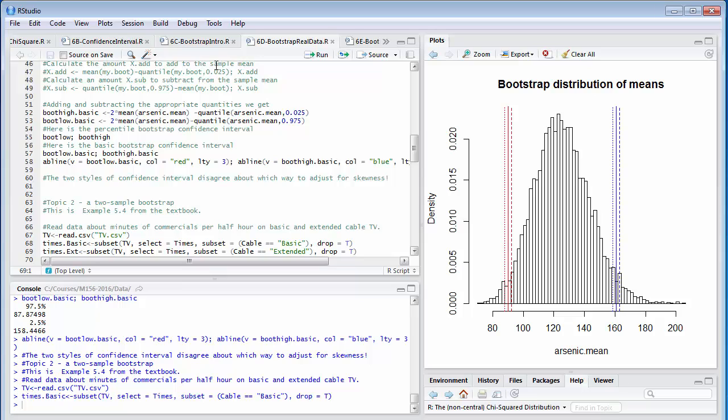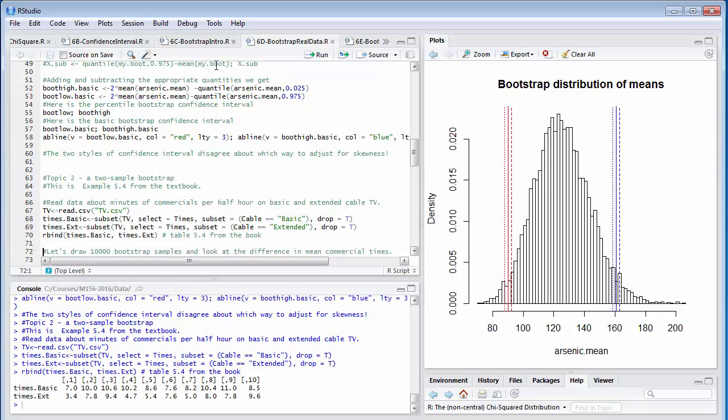So this is data about commercials on TV, and in particular, when you look at this, you get, for basic cable and extended cable, the number of minutes of commercials within a 30-minute segment. And just looking at this, you can say, ha, I suspected it. You get stuck with more commercials on basic cable than on extended cable. So let's look at the difference in the means.